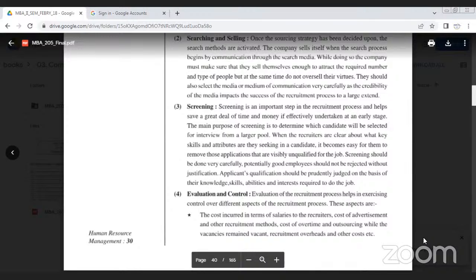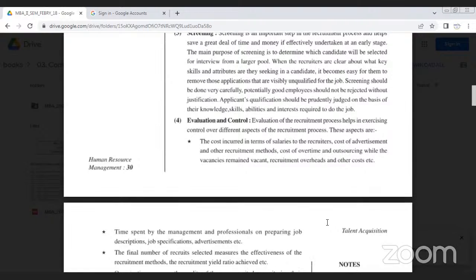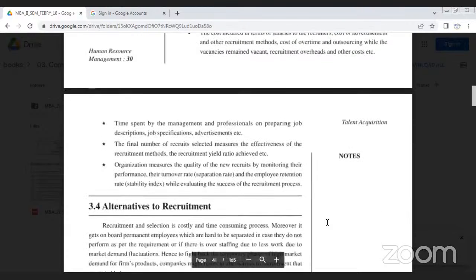Applications should be qualified purely on the basis of their knowledge, skills, abilities, and interest required for the job. Both evaluation and control matter. Evaluation of the recruitment process helps in executing controls over different aspects of the recruitment process. These include first the costs, in terms of salaries, the cost of advertisement and recruitment method, cost of overtime and outsourcing, while vacancies remaining vacant incur requirements, overheads and other costs.